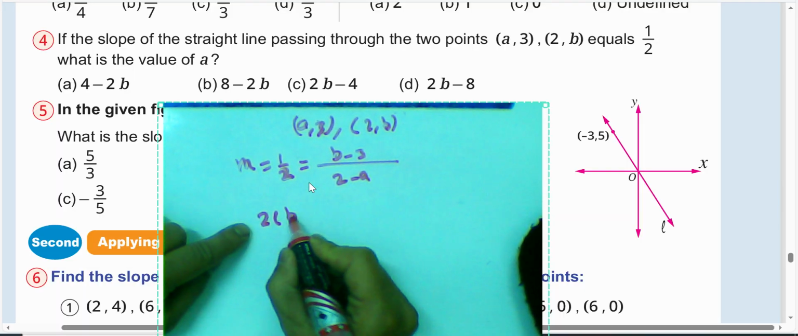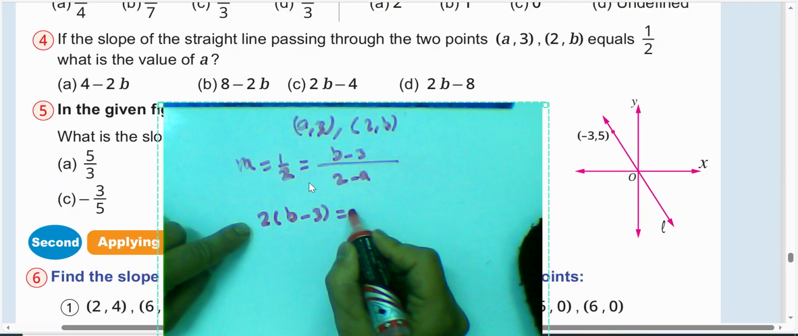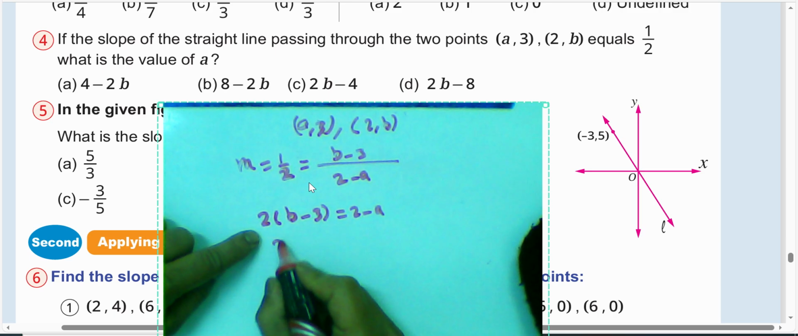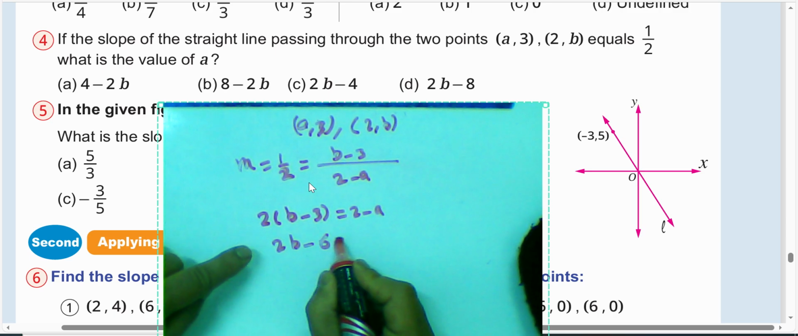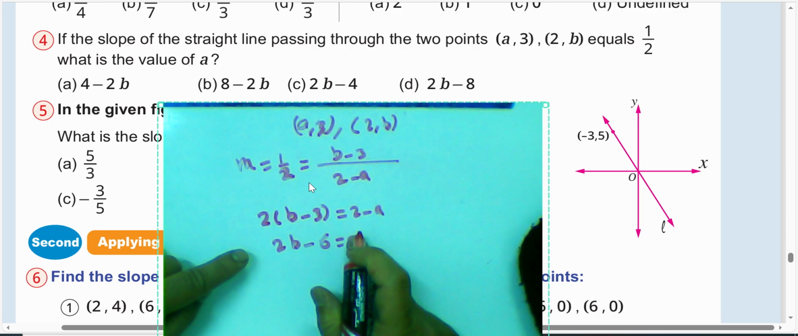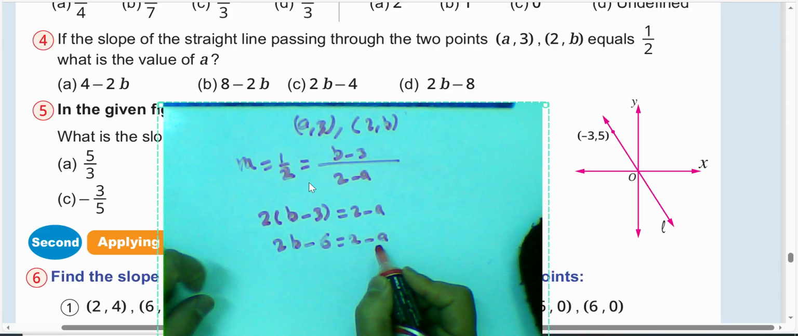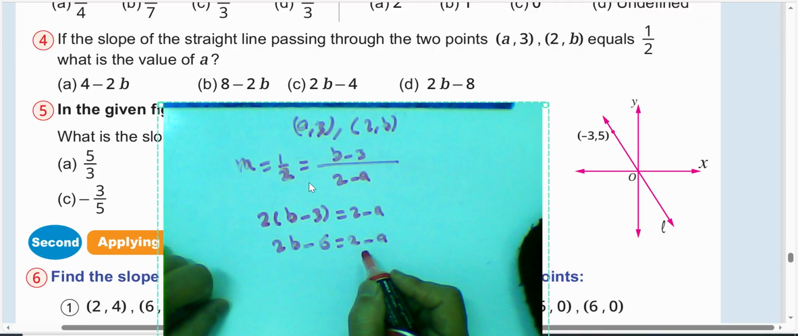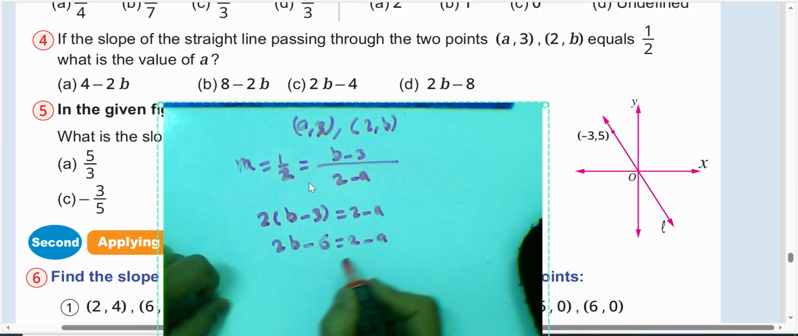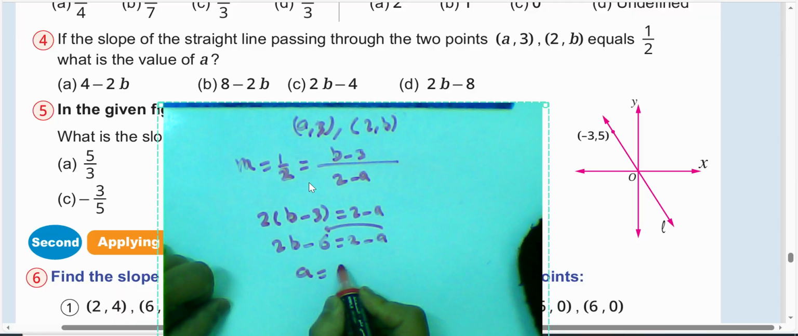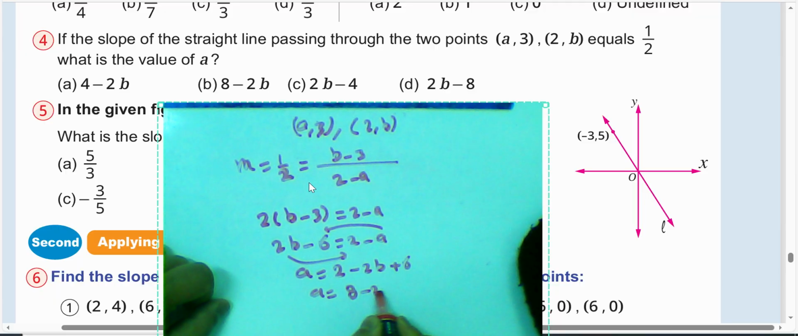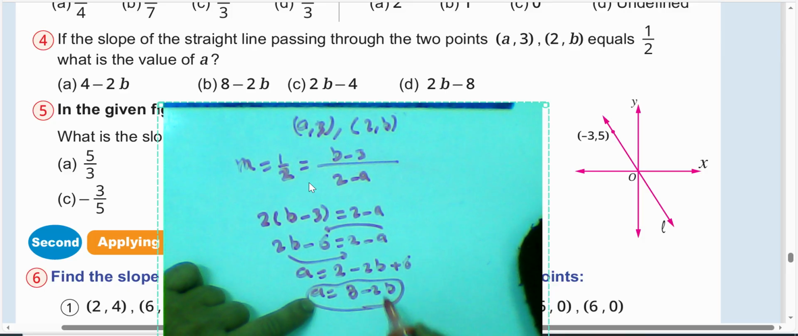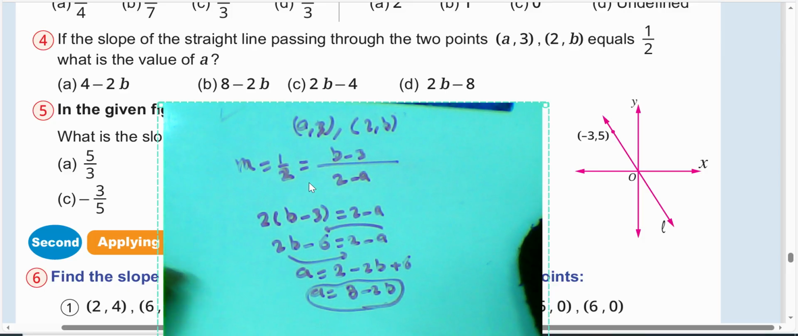2 times B minus 3 equals 1 times 2 minus A. Then 2 times B equals 2B and 2 times 3 equals 6, equals 2 minus A. Then we can find the relation for A. What is the value of A? We can move A here and write 2, move this here, negative 2B plus 6. The value of A equals 2 plus 6 equals 8, so 8 minus 2B. It shows letter B. The answer here is letter B.